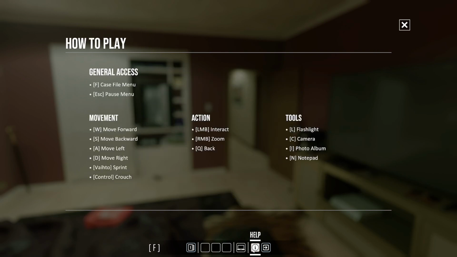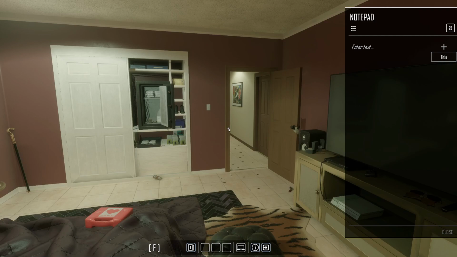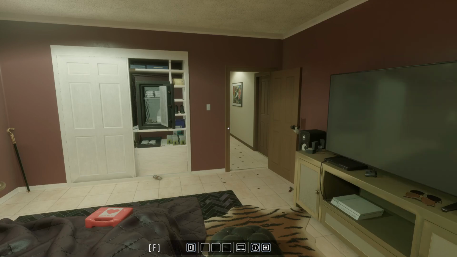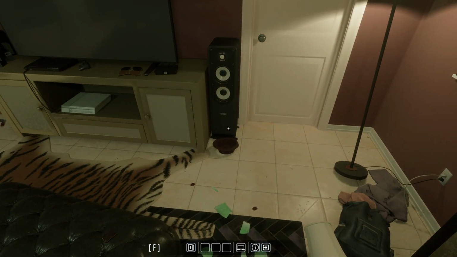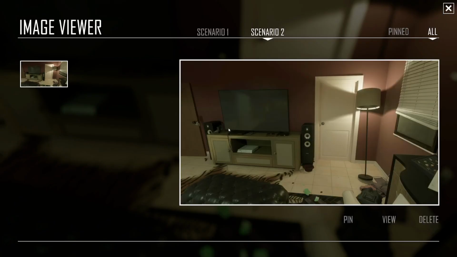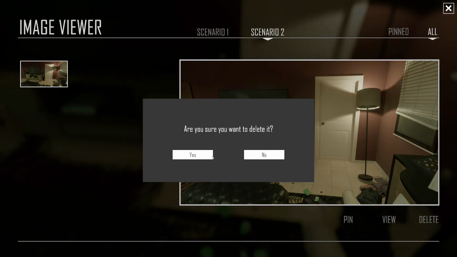Oh, I misclicked C when I was pressing D, so that's the camera. So I have the notepad and flashlight. Okay, let's see those. I totally forgot. And so we have the flashlight. Yes, it's there. Aha. Okay.